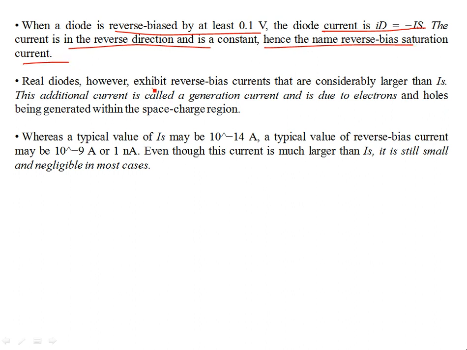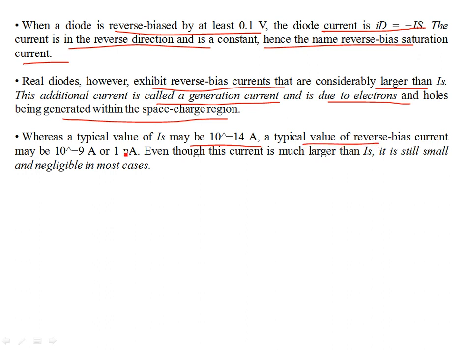Real diodes, however, exhibit reverse bias currents that are considerably larger than IS. This additional current, as I mentioned earlier, is due to generation current, from some electrons and holes being generated in the space charge region. But this generation of holes and electrons can be neglected because the order is still small. The typical value of IS that we are assuming is 10 to the minus 14 amps.